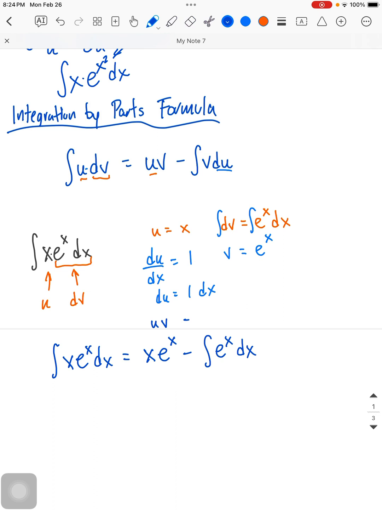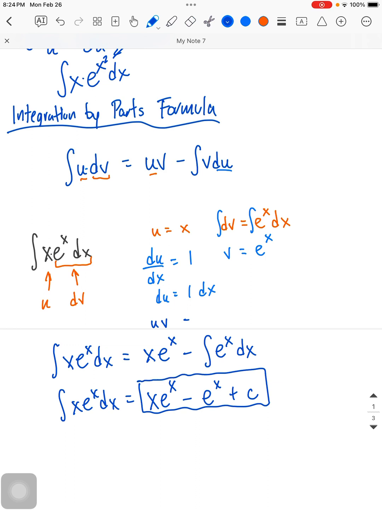So we're almost done, but the final answer is right in front of us. The answer is going to be x e to the x, but then I still have to integrate this leftover integral. And in this case, it's an easy one. And then I'm going to have my c at the end, my single constant of integration. And that's going to be my answer.